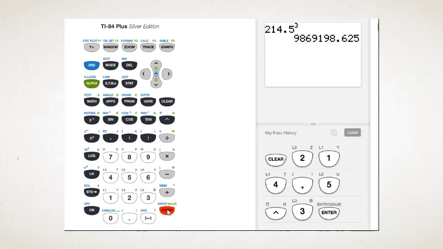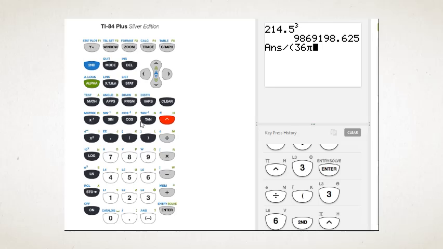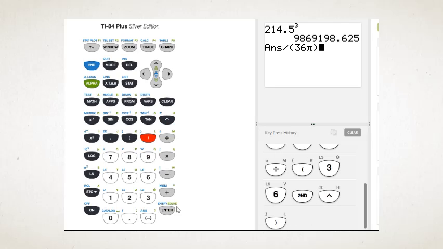Now I'm going to divide this by 36 pi. And we'll show you a tip here. When I just hit the divide button, it loads in that big long number, 918.625, and so on. But when I divide it by 36 pi, it's important that I put that in parentheses. If I don't, it's not going to calculate it correctly. So let's hit second caret to load the pi in. Let's close that parentheses and hit enter.